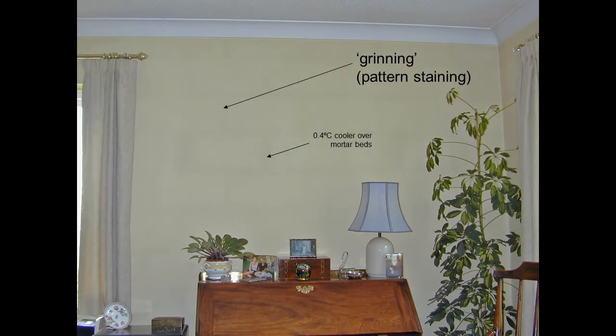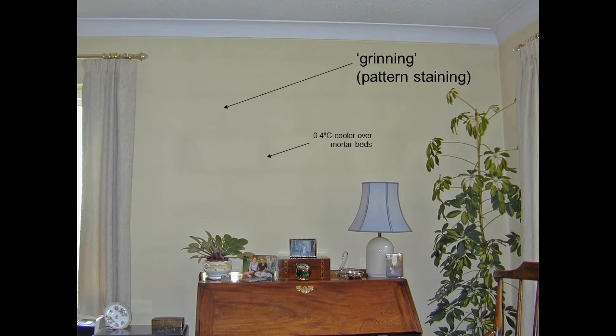Sometimes one may come across this. These are houses 10 years old. You can see the lightweight block, or rather the outline of it, in the mortar beds, and it's known as grinning or pattern staining. The mortar beds are, in this case, about half a degree cooler than the block itself, and when one does a tape lift, there's no mould there, it's purely dust.